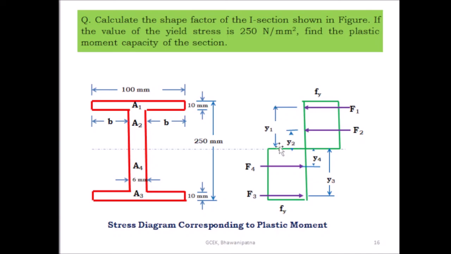This is the distance y1, the centroidal distance, that is the distance of the force F1 from the plastic neutral axis, y1, and y2 the distance of the force F2 from the plastic neutral axis, and y3 the distance of the force F3 from the plastic neutral axis, and y4 the distance of the force F4 from the plastic neutral axis.